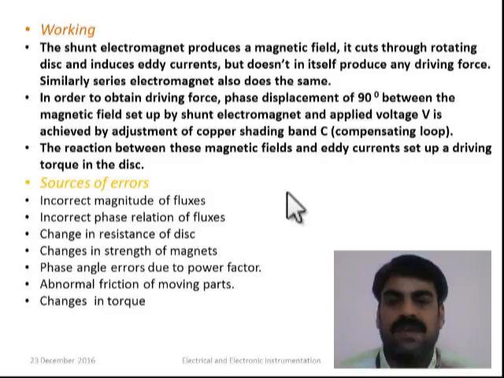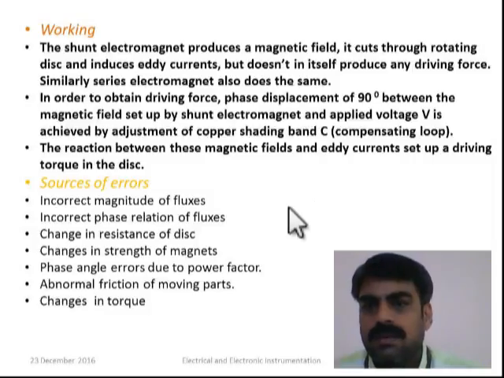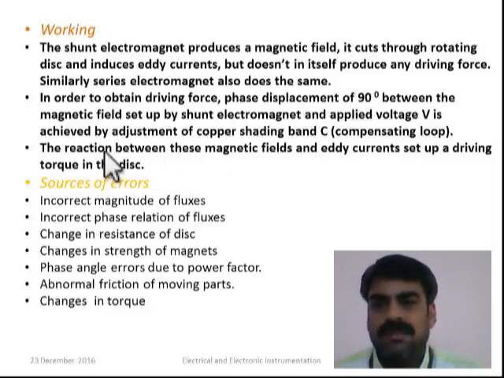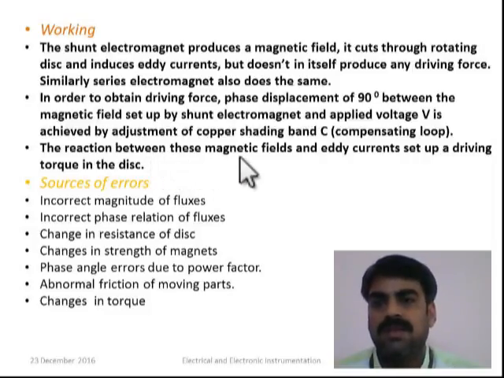So these two fluxes phi 1 and phi 2 interact together. It sets up the circulatory eddy current on the disk. Now the existing field and the produced eddy current interact together, that causes the disk to rotate. So this is how we are able to get driving force for the disk. The same thing is given in the last point in the working portion: the reaction between these magnetic fields and eddy current sets up a driving torque in the disk.